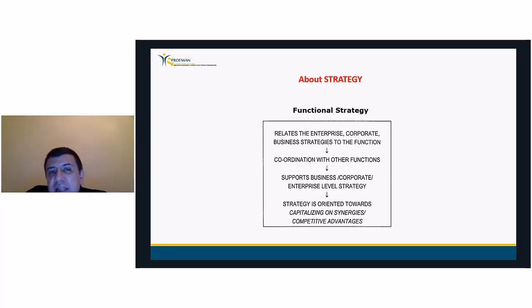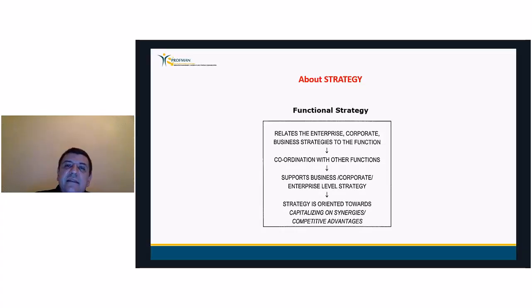Functional level strategy relates the enterprise, corporate and business strategies to the functional level. It deals with coordination with other functions. It supports business and corporate enterprise level strategies. And this level of strategy is always oriented towards capitalizing on synergies and competitive advantages.